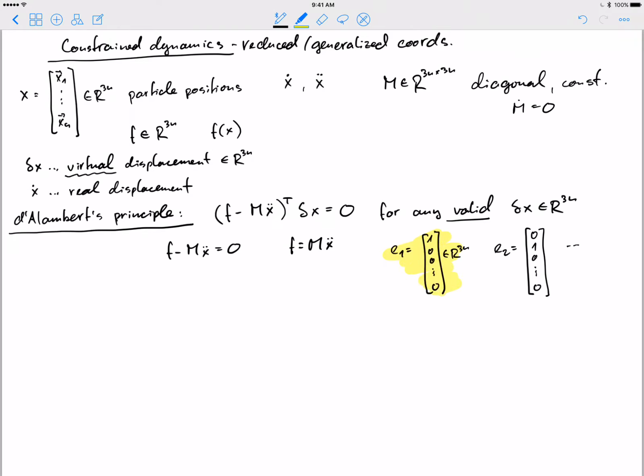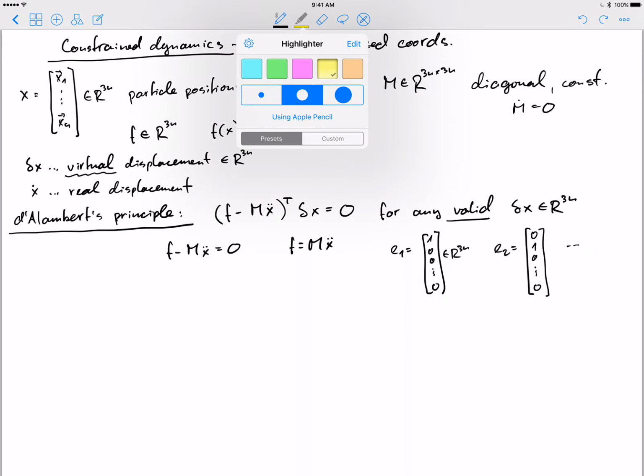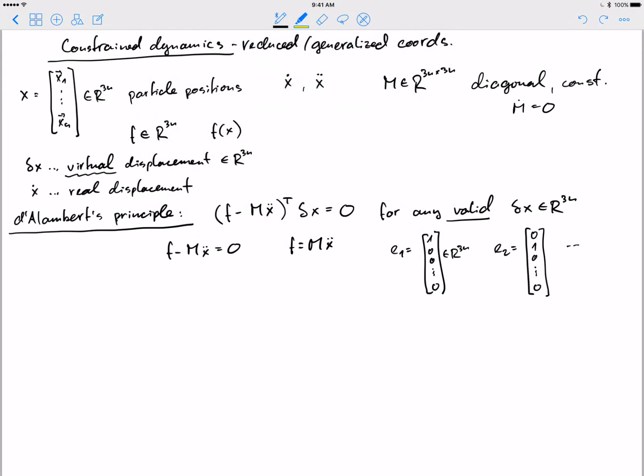And I can take E1, and I can plug it in for the delta x. I can plug it in here for the delta x. So if the delta x is any of the standard basis vectors, then what do you get? You isolate that. You just get Newton's second law. Exactly. If you plug in all of them there.